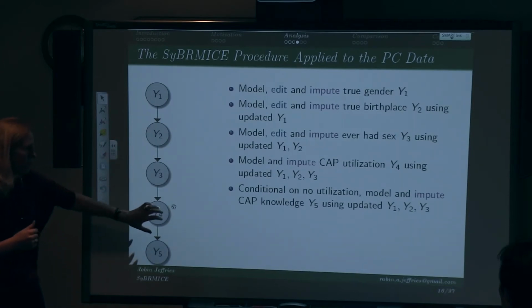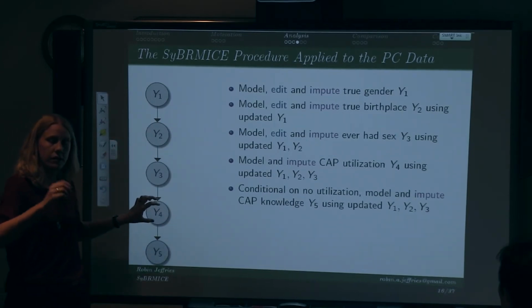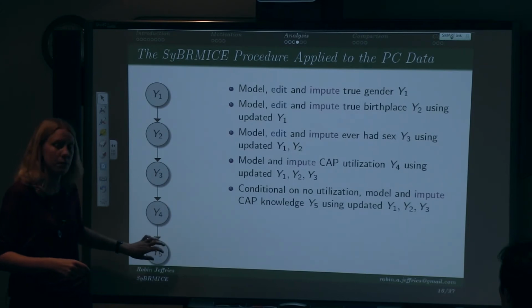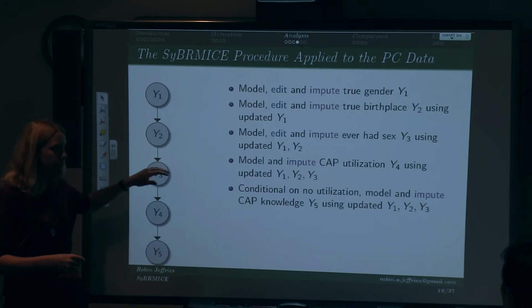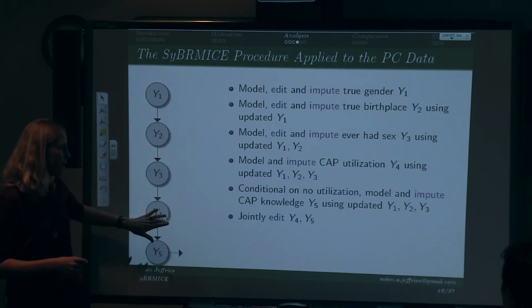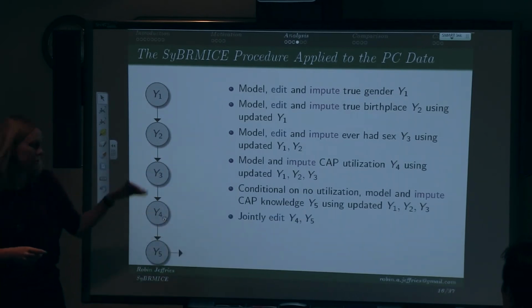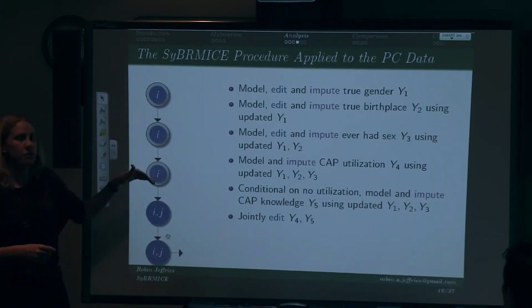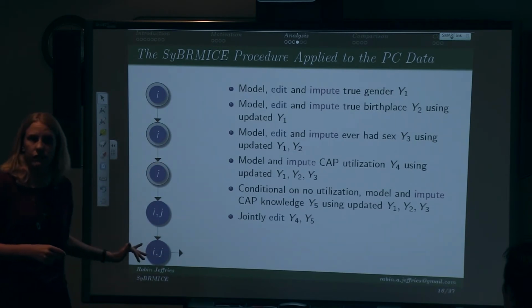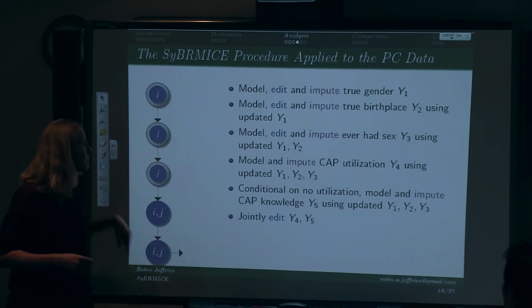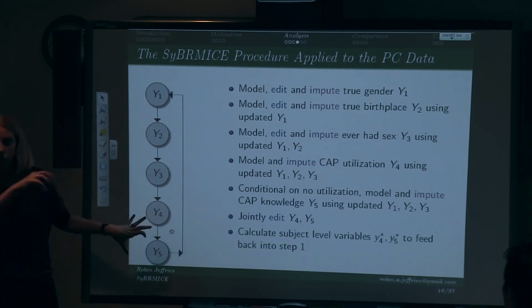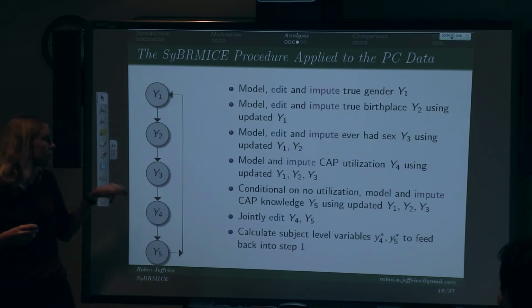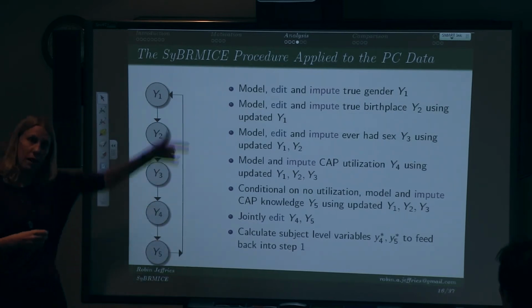And then conditional on them saying that they have not gotten a condom from the cap, I'm going to model and impute cap knowledge using Y1 and the updated versions of the previous variables, because these are a joint edit. So I'm going to do the imputation first and then do a joint edit. And since these 3 are subject level variables and these 2 are survey level variables, to complete the loop, I'm going to aggregate these across years for each subject, so I can use these new updated variables back in step 1.